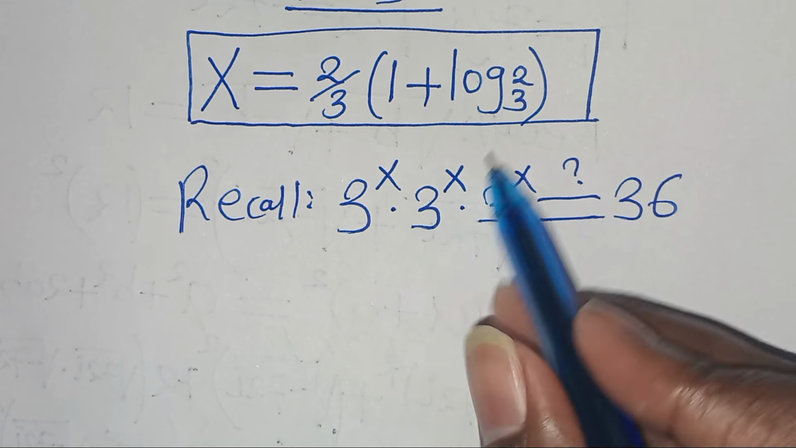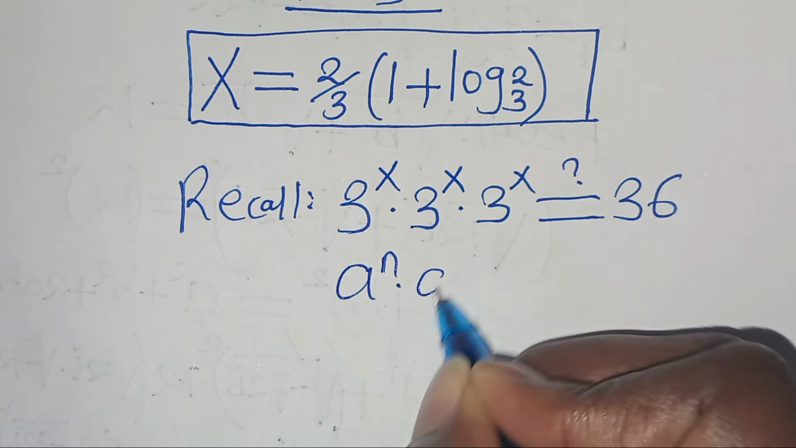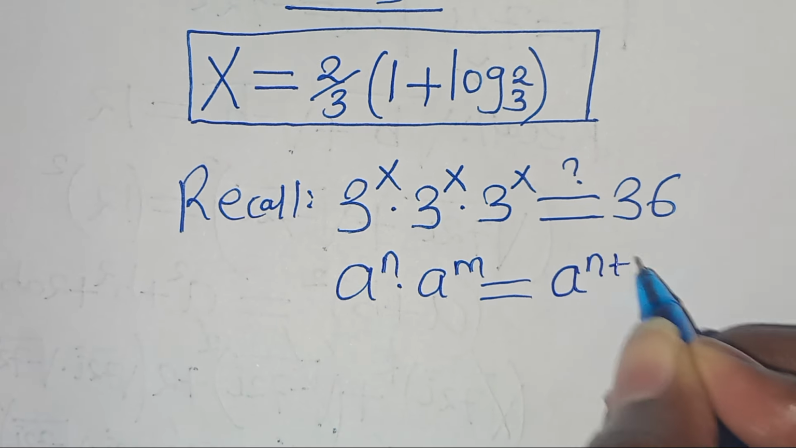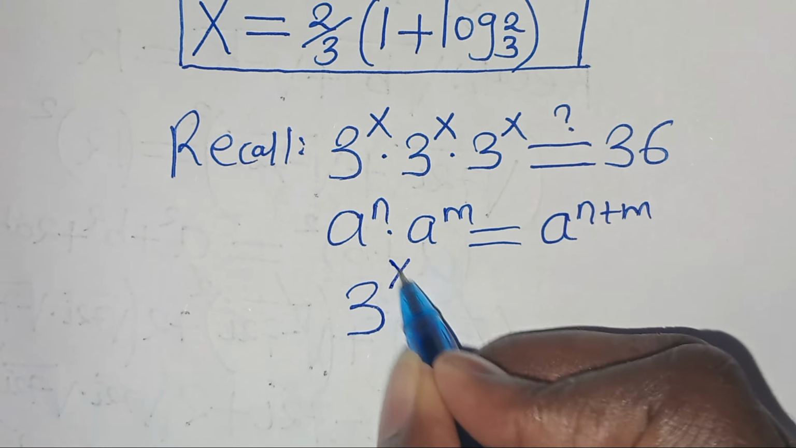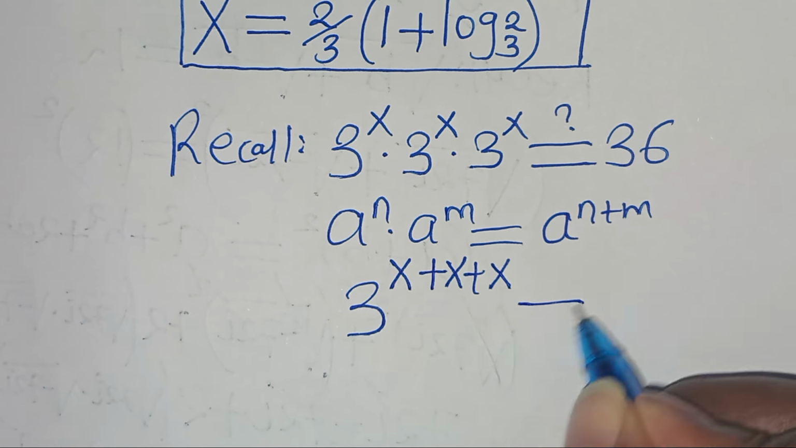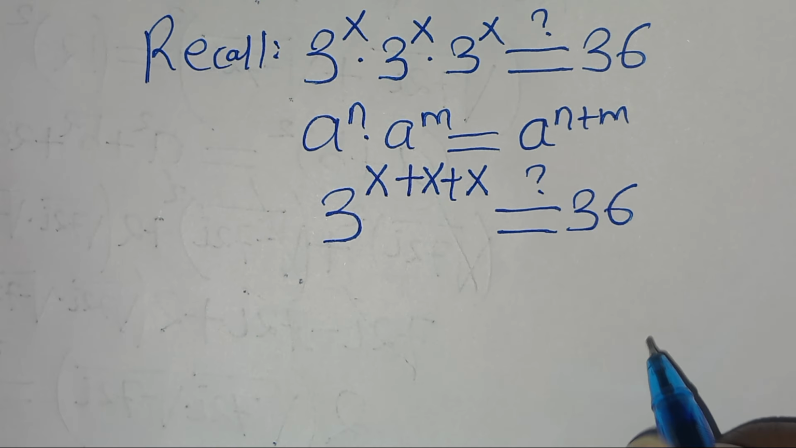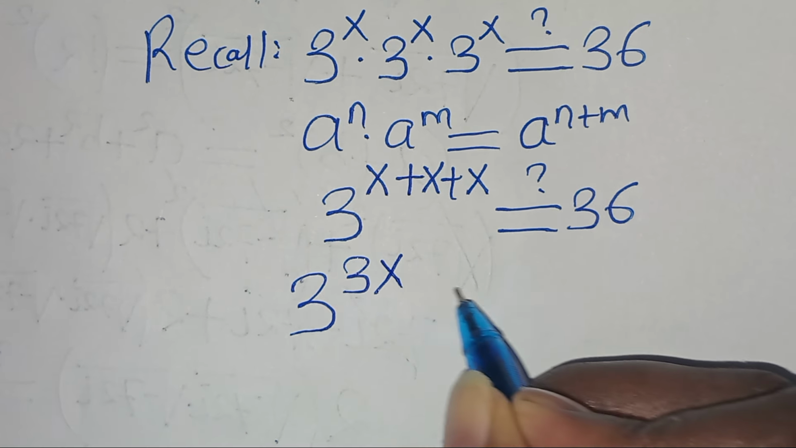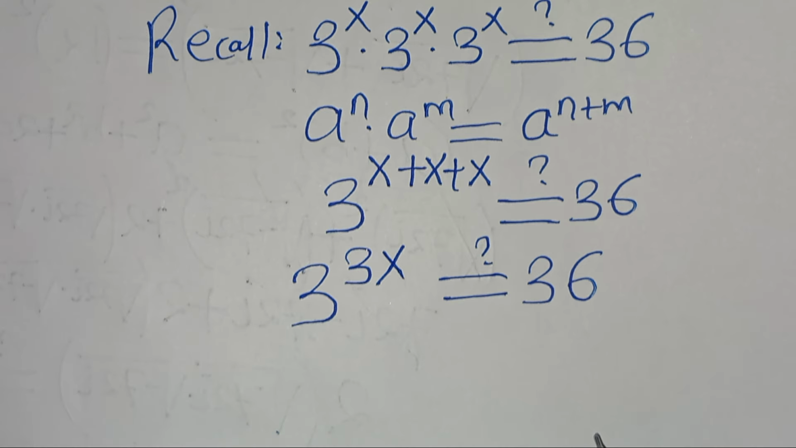Now 3 to the power of x times, this is in the form of a to the power of n times a to the power of m, which we express as a to the power of n plus m. So essentially here we have 3 to the power of x plus x plus x. This should give us a value of 36. So this implies we have 3 to the power of 3x. This should give us a value of 36.